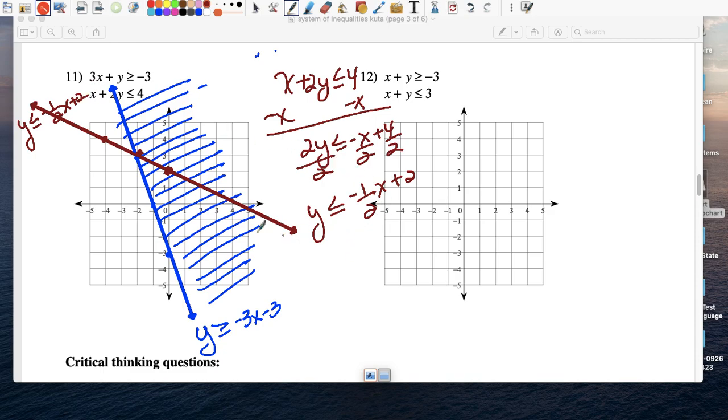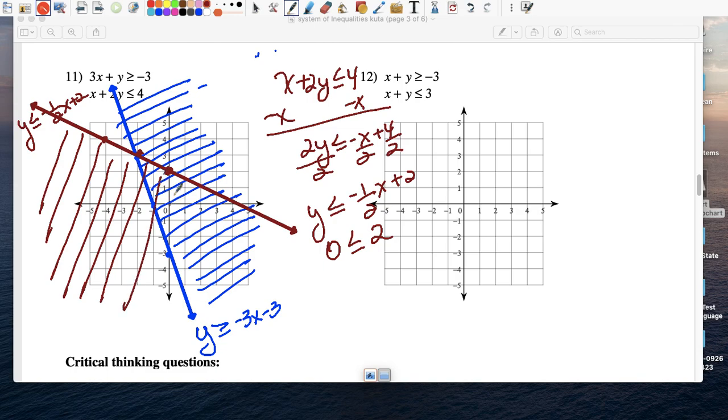So now pick the point 0, 0, right? See if we're going to shade above the red or below the red. So we get 0 less or equal to 2. Is 0 less or equal to 2? It is. So 0, 0 worked. So that means I want to shade this section here, because that's a section where 0, 0 is below that line. Where's our solution? This one is nice and big. It's right here. That's my solution.